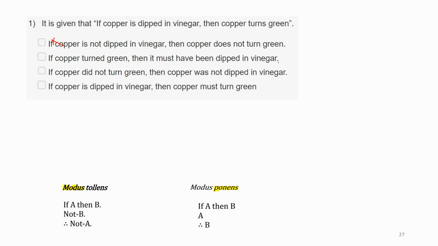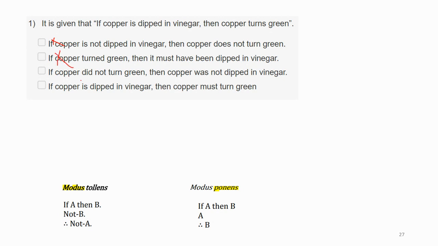Again, this said the same thing in the opposite way. If it turned green, then it must have been dipped in. That is not also the case, because there can be other ways for the copper to become green. So then this is also excluded.